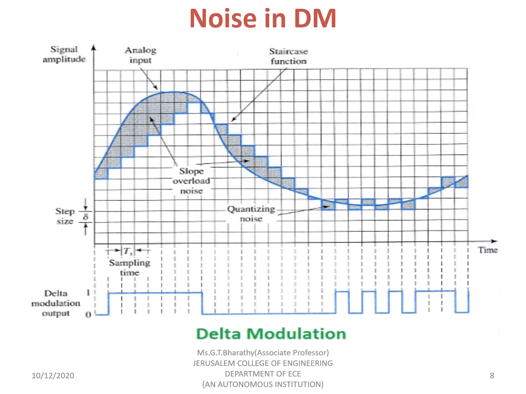So the main disadvantage of delta modulation is that, since the step size delta is fixed, we are going to have slope overload noise and quantization noise. Slope overload noise occurs because it is not able to cope up with the rapidly varying amplitude. Quantization noise occurs because it is not able to cope up with the very slowly varying amplitude.